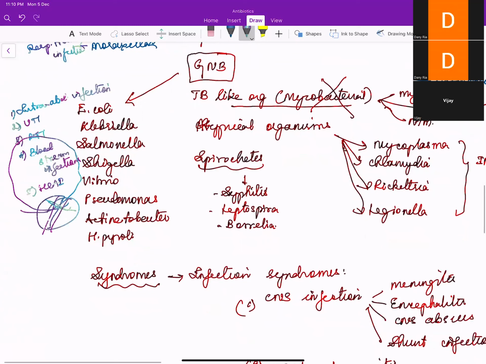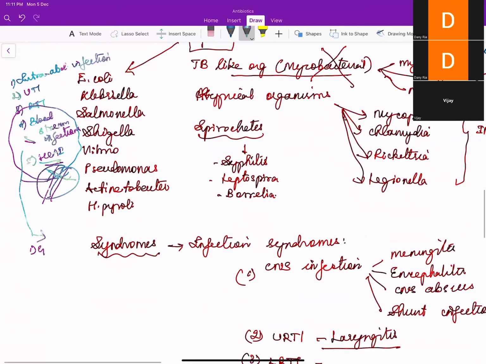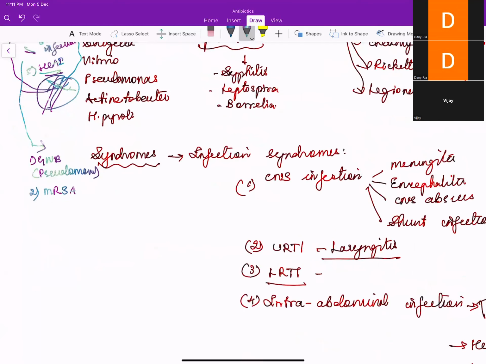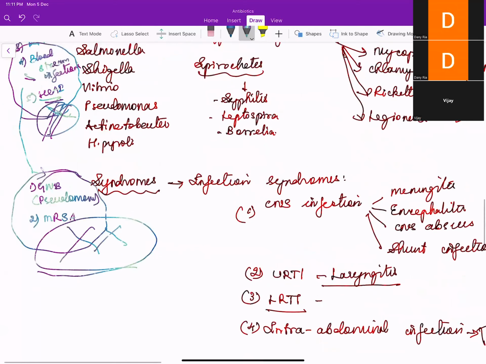Whenever there is a healthcare associated infection or bloodstream infection, we should be worried about two important organisms. One is gram negative bacilli, especially Pseudomonas. The second is Staph aureus, that too MRSA. I'll tell you what MRSA is later. So whenever there is a bloodstream infection or a healthcare associated infection, we should worry about these two and give antibiotics to cover them. Right?